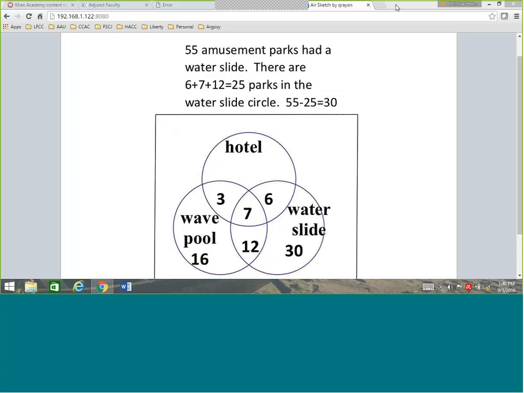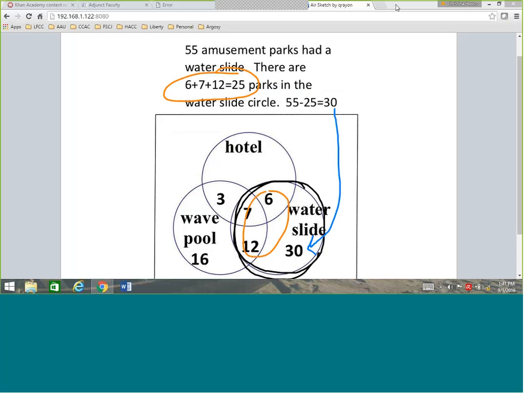The next one says I have 55 amusement parks with a water slide. So in the water slide circle, I should have a total of 55. When I add up the numbers that are already there, I have 25, so that tells me I need 30 more, so I put a 30 right there. 55 minus 25 is 30. So now my water slide circle totals 55.